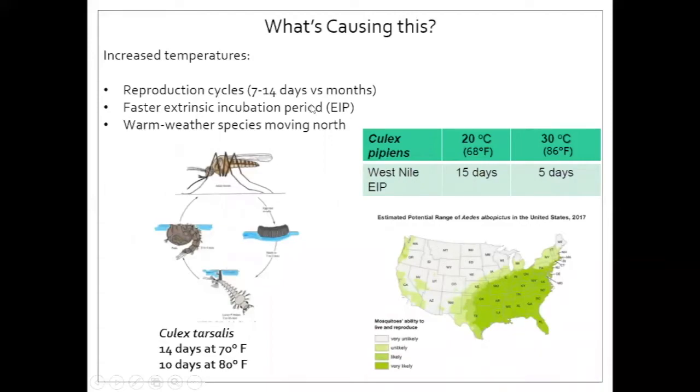And we also see the impact that maybe warm weather species moving further north might have, like in the case of the Asian tiger mosquito, which is a subtropical or tropical species of mosquito now being found as far up as Massachusetts. So you might be finding more mosquitoes, they might be spreading infection more often, and you might find different types of infections spread by different mosquitoes.